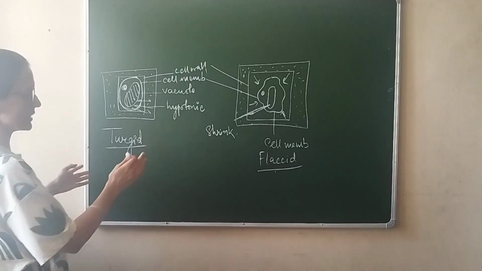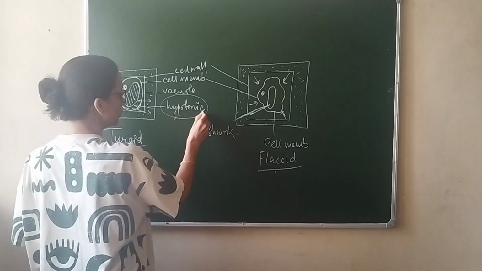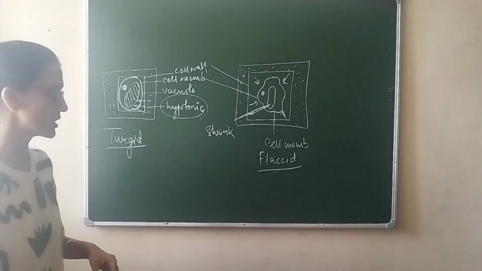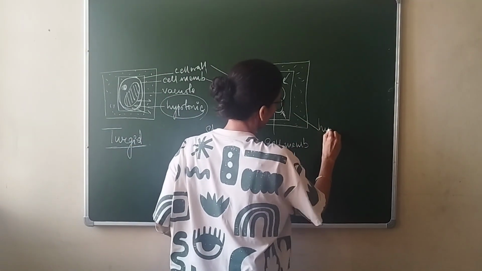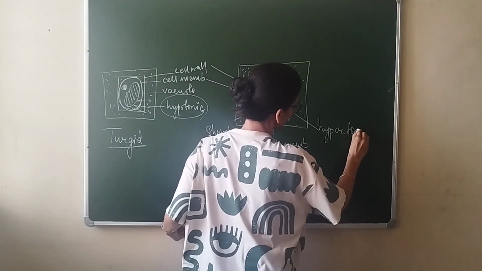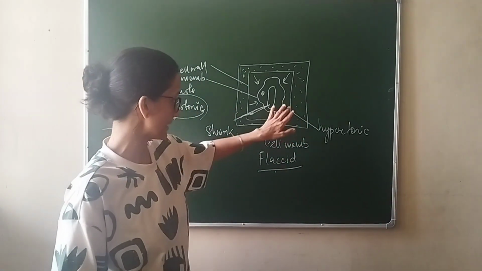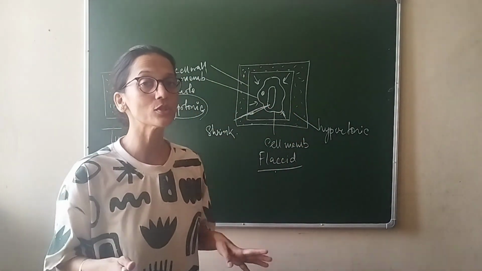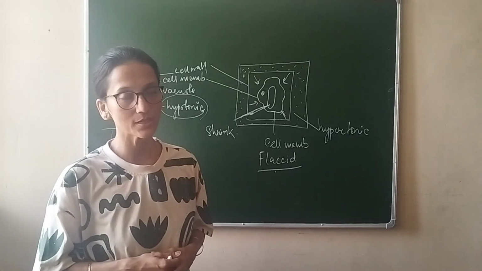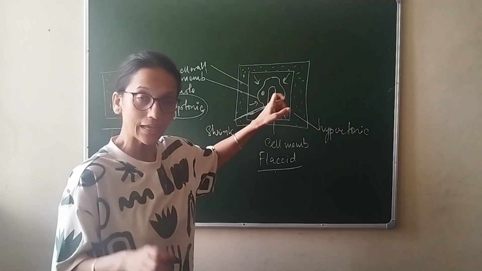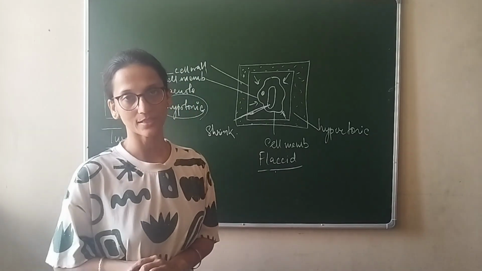So I've shown you two conditions. When kept in a hypotonic solution, the condition of the plant cell is known as turgid condition, and when it is kept in a hypertonic solution, that means the amount of water is less and the solute is more. In this case, the vacuole is going to lose water by the process of exoosmosis and the cell membrane will shrink away from the cell wall. This condition is known as flaccid condition.